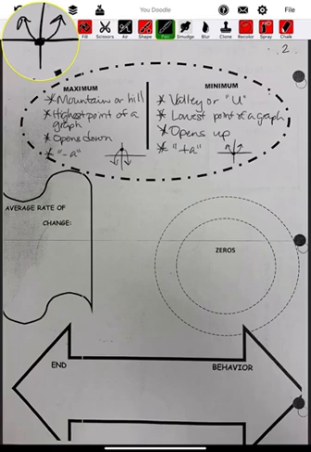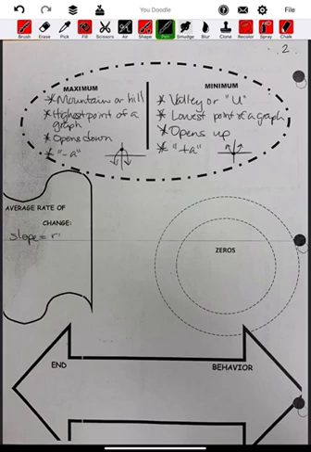Average rate of change. In case you're taking the SAT or ACT and you just see those words, another way to say it is slope. And as we talked about before, that's rise over run, or the change in y over the change in x. So let's move on to zeros.